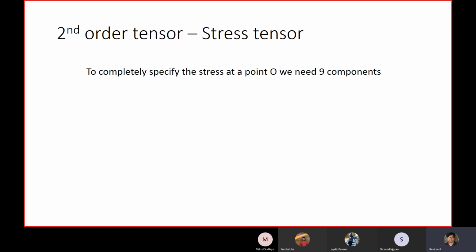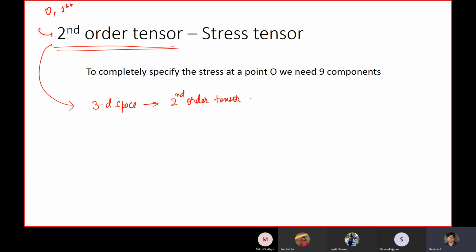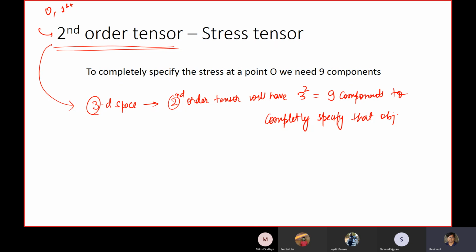Okay, now we have seen zeroth order and first order in detail. Now we should talk about the second order tensor in detail. So the second order tensor, in principle with a similar argument, if we are working in three-dimensional space, will have 3 to the power 2 components. So this should have 9 components to completely specify that object or that quantity.